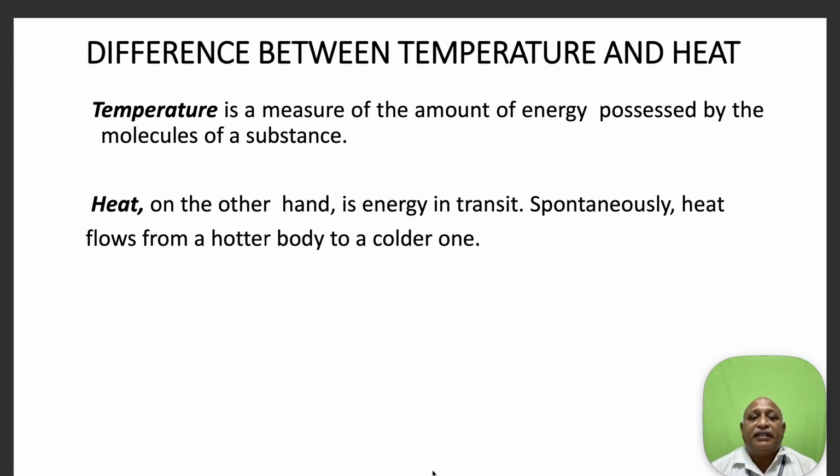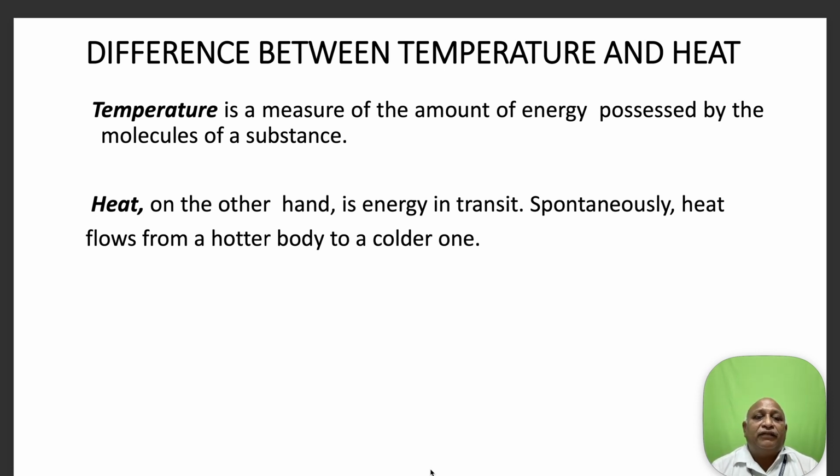Next, we'll see the definitions for temperature and heat. Temperature is a measure of the amount of energy possessed by the molecules of a substance, whereas heat, on the other hand, is nothing but energy in transit, that is, it keeps on changing and moving. Next, we'll see the difference between temperature and heat, starting with the definition for temperature.